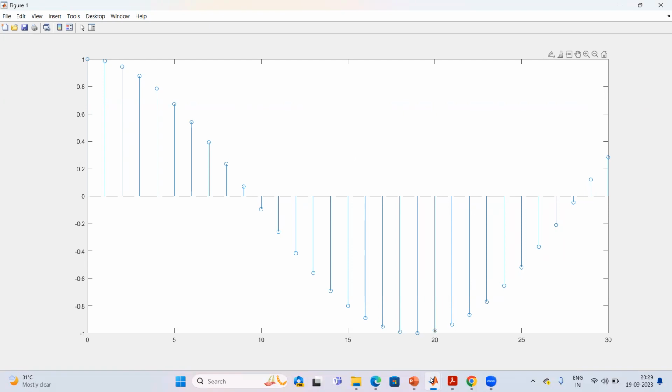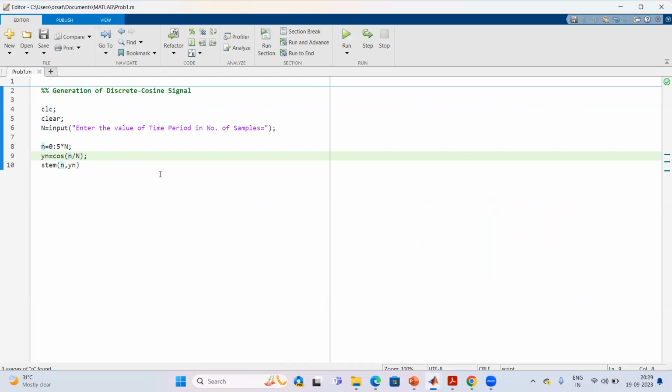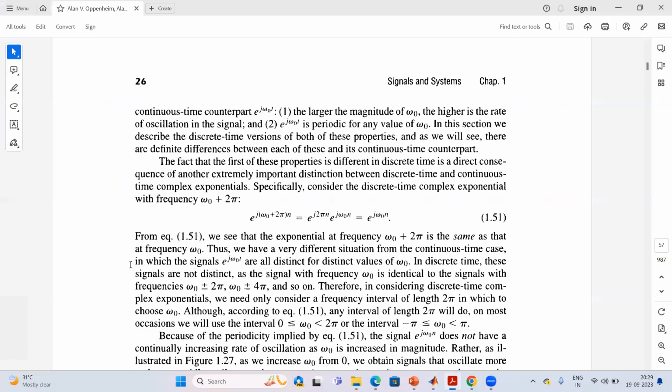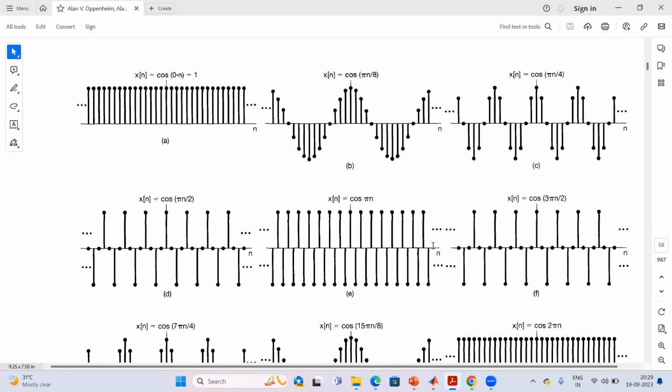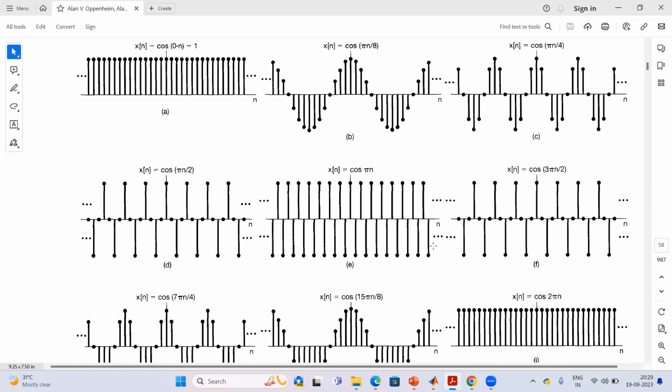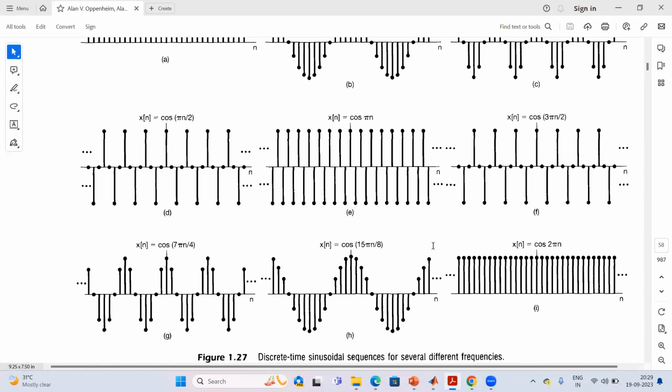I hope you are able to understand how to generate discrete cosine signals. You can look at this particular code. It is a very simple code to generate a discrete cosine signal. Try this one, and you can also verify this particular graph. All these cosine signals you can generate. Here you can see cos 0 into n, cos pi n by 8, cos pi n by 4, cos pi n by 2, and so on. Please try to verify all these signals by writing these codes. Hopefully you have understood how to generate a discrete cosine signal.